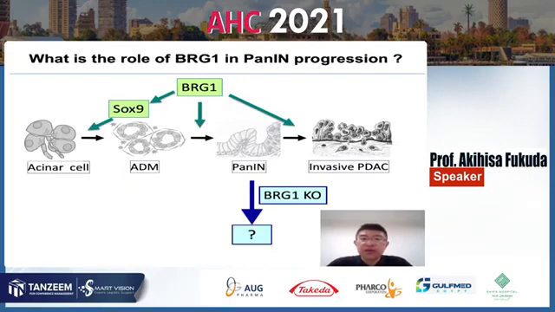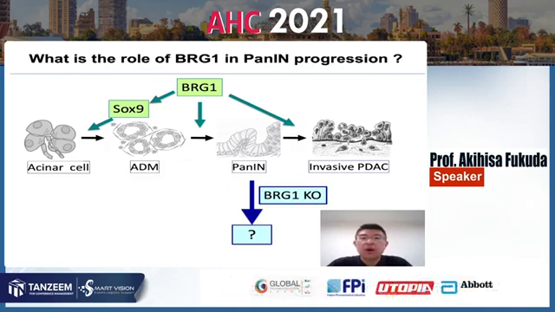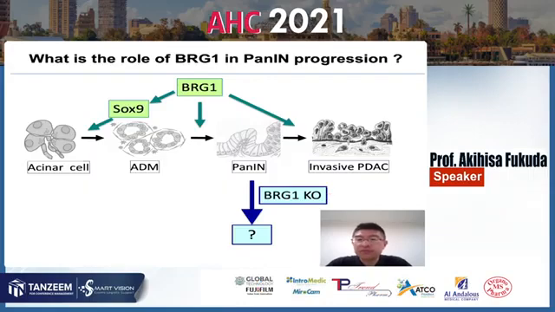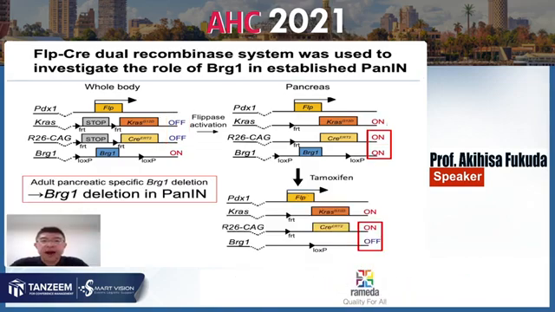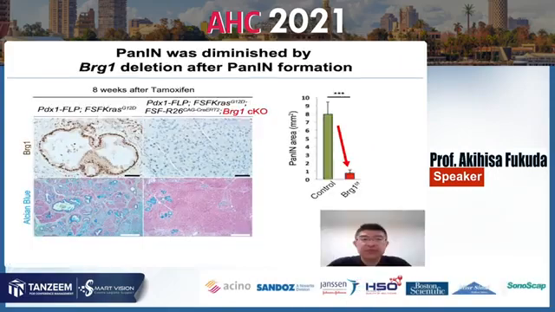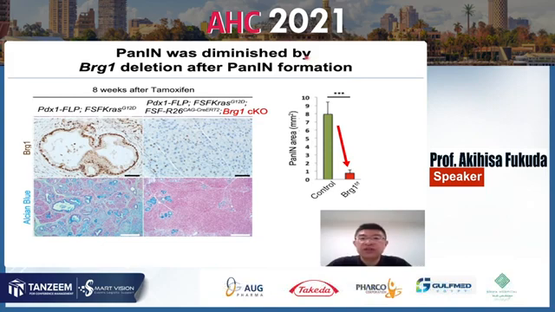The next question is, what is the role of BRG1 in maintenance and progression of PanIN? What happens when we knock out BRG1 in already established PanIN lesions? To answer this question, we used the novel FLP-based dual recombination system. After PanIN was formed, we knocked out BRG1 in pancreatic epithelium by recombination after tamoxifen induction. We aged animals up to 8 weeks to ensure PanIN formation and then deleted BRG1 by tamoxifen induction.